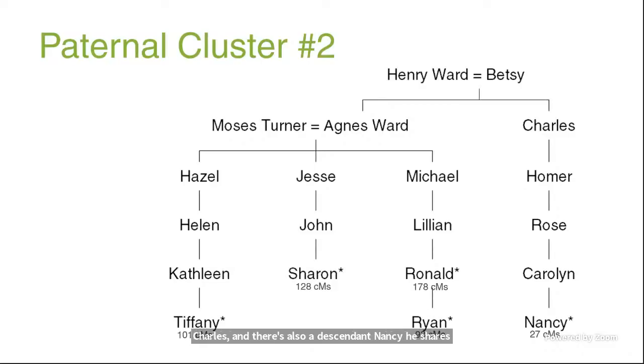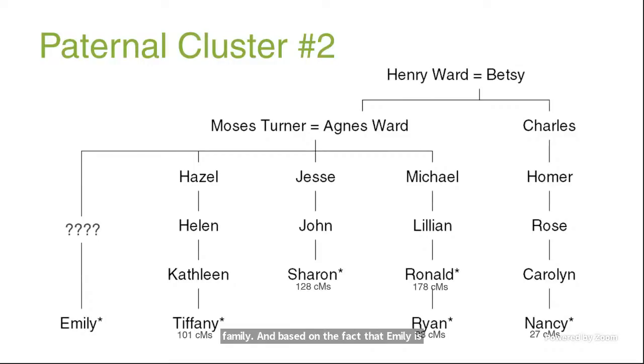Emily. So what does this suggest? Well, this suggests that Emily is probably tied into this family. And based on the fact that Emily is sharing 128 centimorgans with Sharon and 178 with Ronald, and then 101 and 93 with Ryan, makes me think that she's not a descendant of Hazel, Jesse, or Michael, because then she should share more with one of those children, that she's actually a descendant of another child. And then, of course, we don't think it's all the way back to Henry and Betsy because Nancy's only sharing 27 centimorgans, but it could be a different connection to the Wards. So Emily can now guess that she belongs to this family.